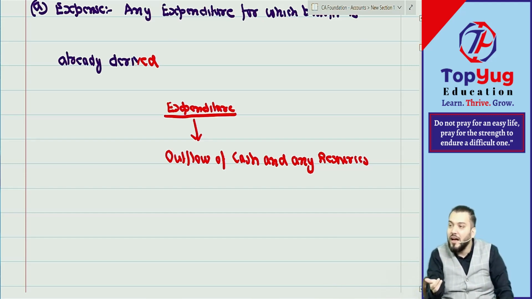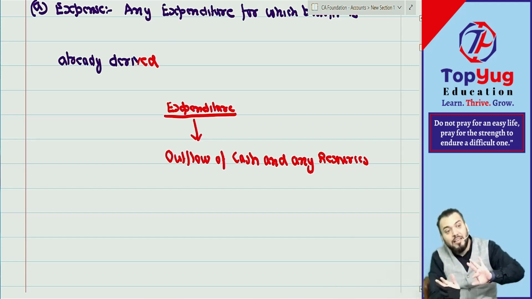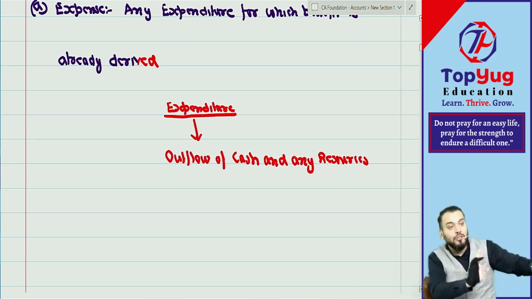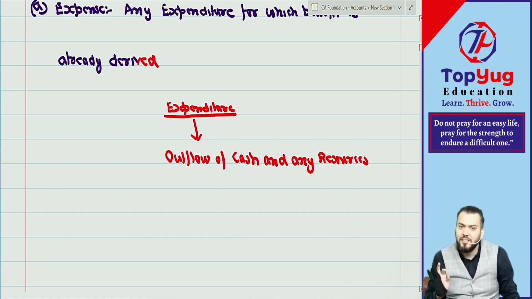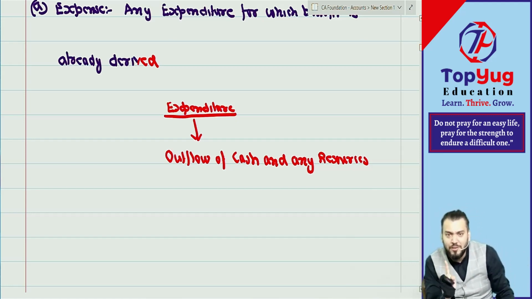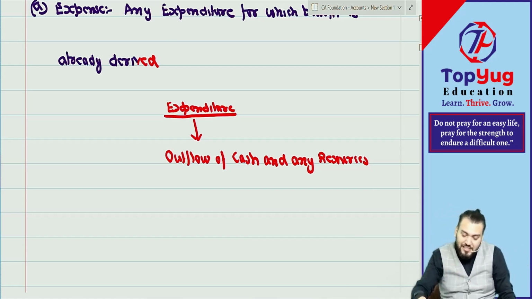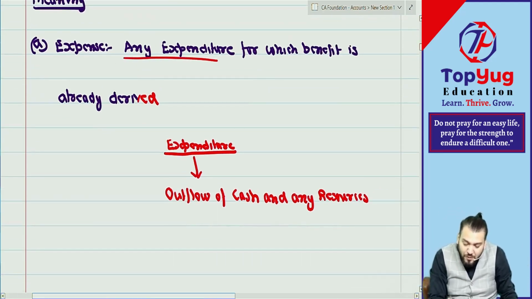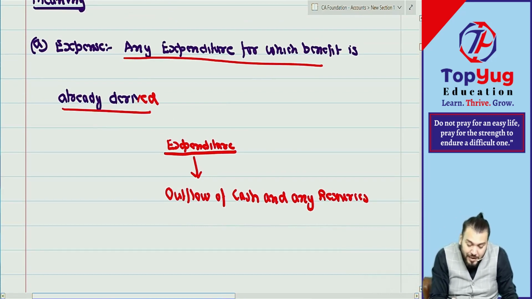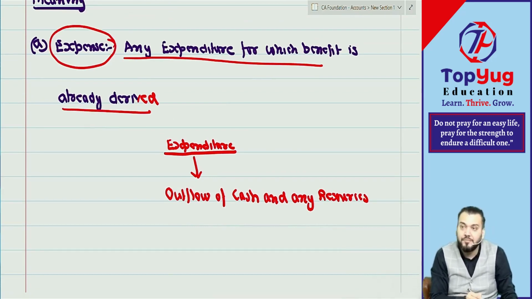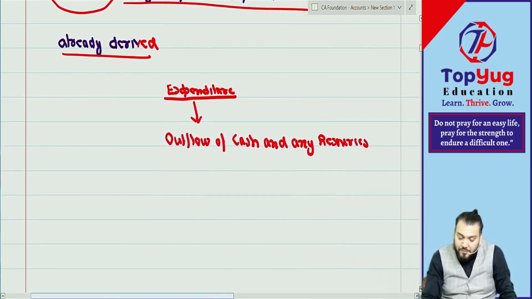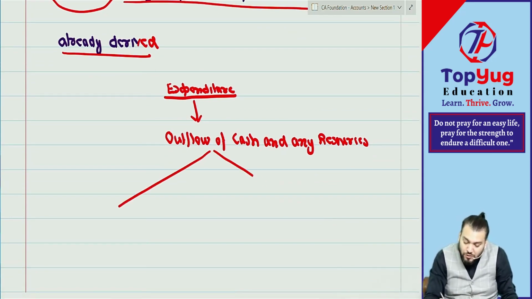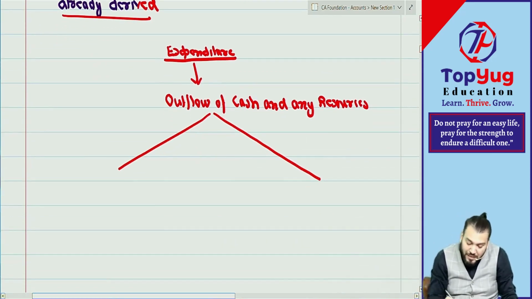But suppose I purchase the camera and the entire benefit is already derived. It becomes an expense. The rule is very simple. So the definition is very clear. Any expenditure for which benefit is already derived becomes an expense. Whenever there is an expenditure outflow, you need to first find out whether benefit is derived.